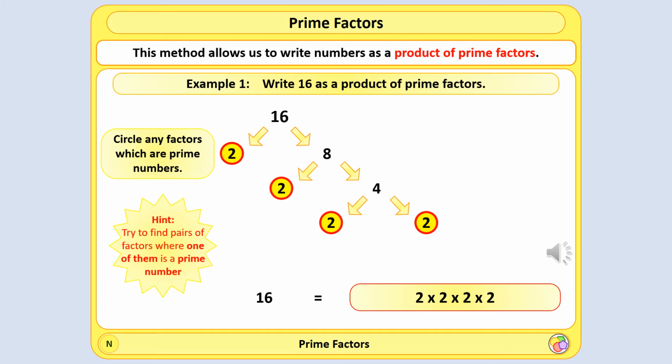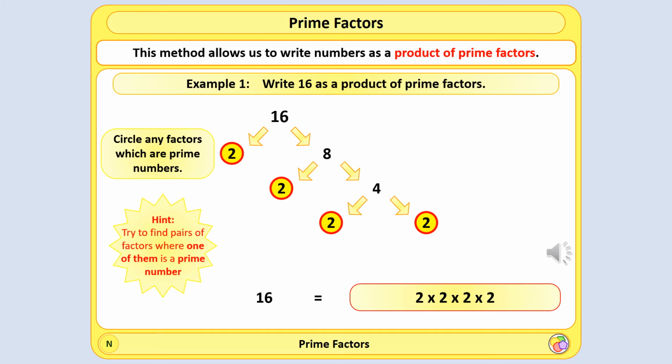Can you have a little think about why I wouldn't choose 1 and 16? Tell somebody around you why I wouldn't choose 1 and 16. Hopefully some of you have said that it's because 1 isn't a prime number, so there's no point in looking at that. 2 and 8, I know that 2 is a prime number, so I circle the 2, and I can leave that alone for now. And I move to the 8.